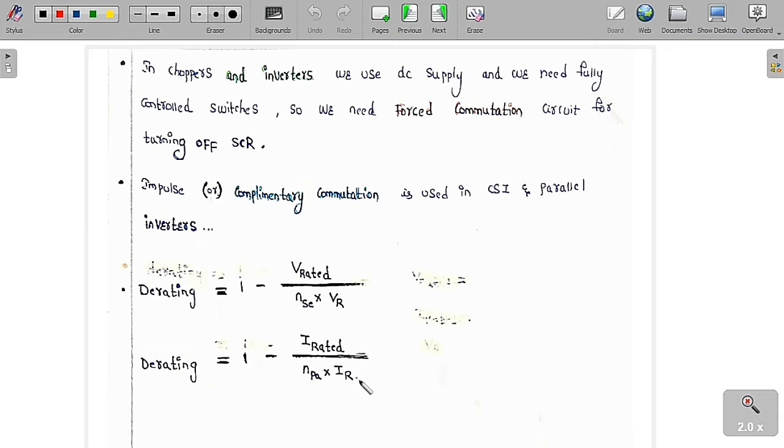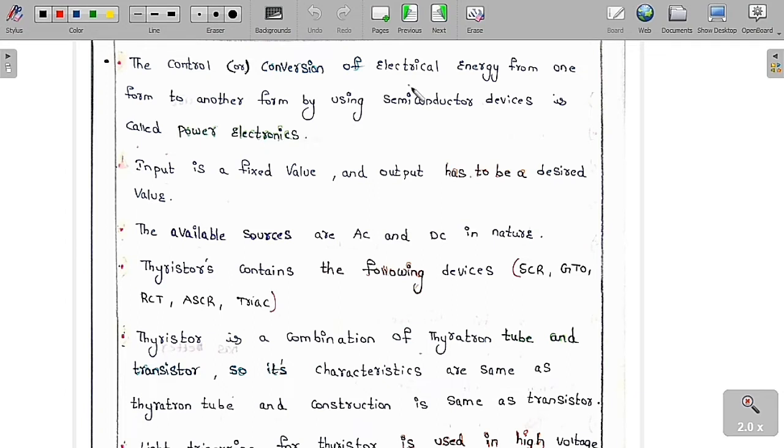The control or conversion of electrical energy from one form to another form by using semiconductor devices is called power electronics. What is the meaning of power electronics? It means we efficiently convert one form of energy to another form with the help of semiconductor devices.